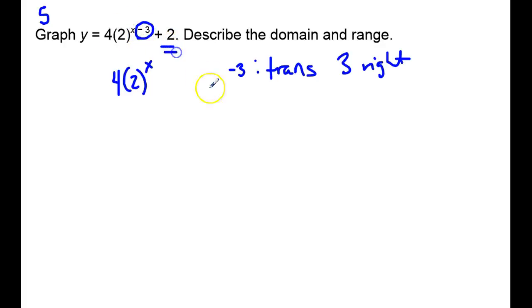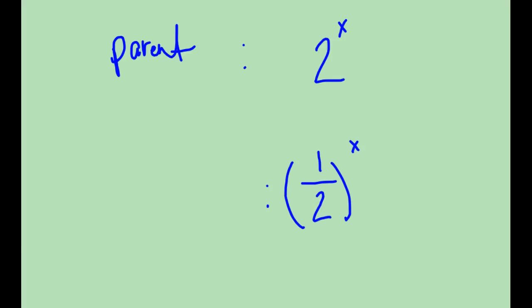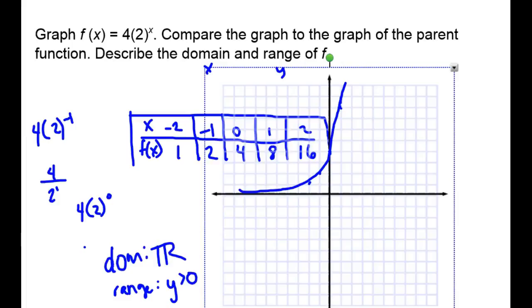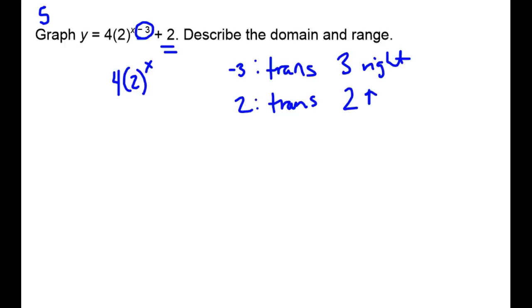And then I see I have this 2. The 2 will translate 2 units up. Right? And because it's outside, it's not with my x, that tells me it goes up and down. So I know that I'm going to have a graph that looks a lot like this, right? Because here was our 4 times 2 to the x. Here was my parent function for this one. And what I've done to it is just made those translations. So I've just translated my graph 3 to the right and 2 up.